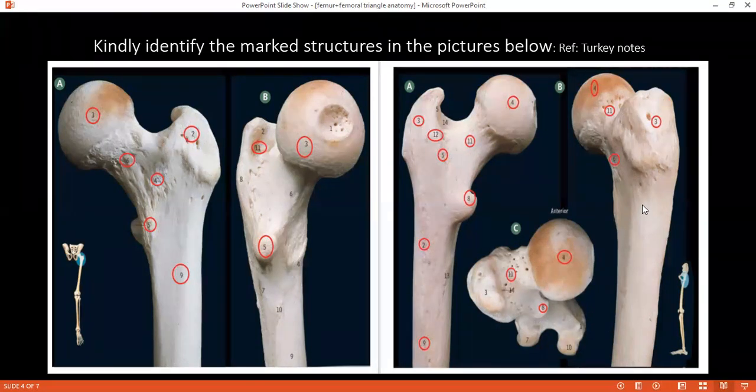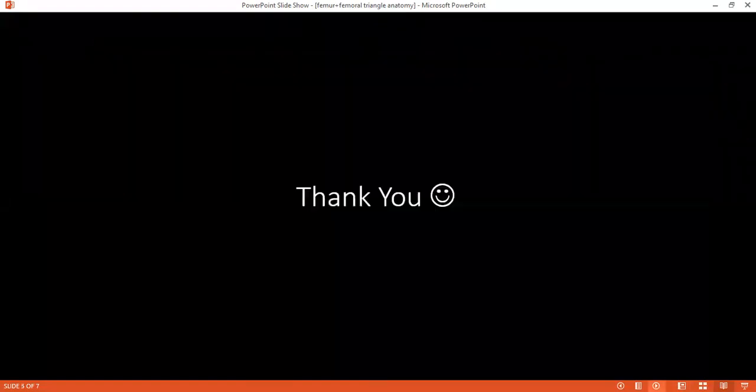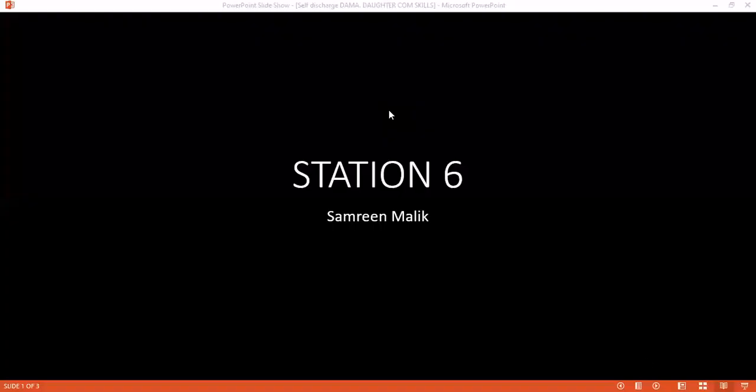Can you please tell me how the hip joint is formed? The hip joint is formed by the head of the femur with the acetabular cavity of the pelvis. How is the acetabular cavity formed? With the help of three bones contributing: ilium, ischium, and pubis. Okay. Yes, that was it. Thank you.